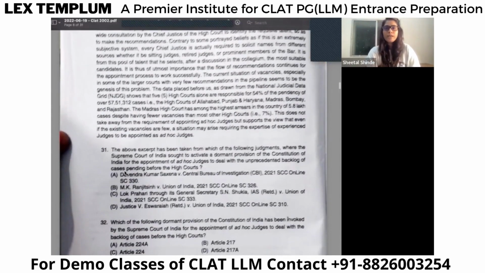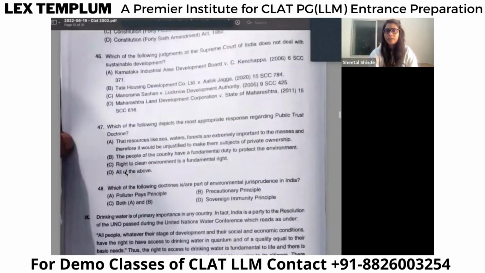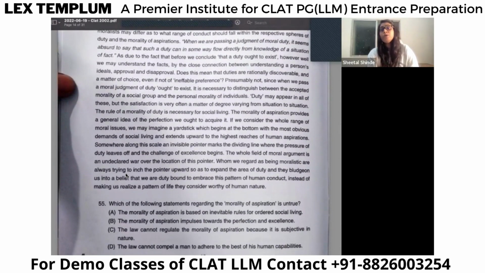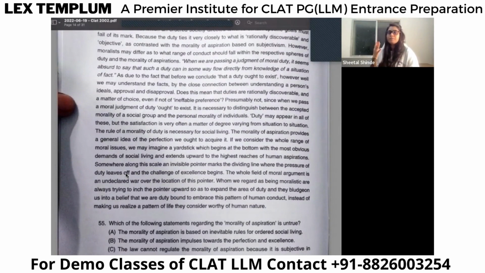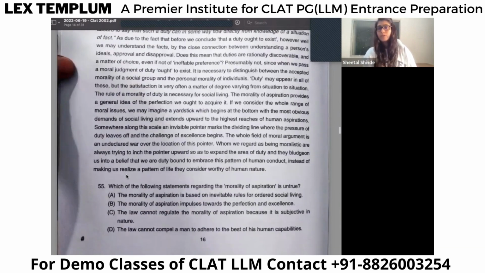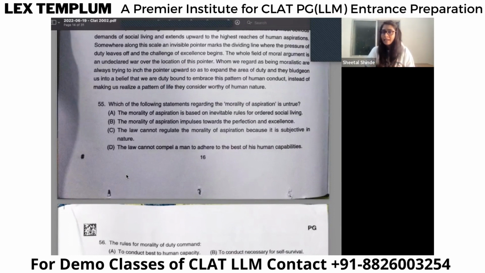Now, let me quickly go through the paragraph of jurisprudence, because we have covered jurisprudence in great detail in Lex Templum. And I would just like to tell you how you could have achieved 12 out of 12 in jurisprudence itself. You don't really have to mug up things in jurisprudence if you have understood the concepts. Now let's look at question number 55, which says which of the following statements regarding the morality of aspirations is untrue, right? They have asked which of the following statements are incorrect.